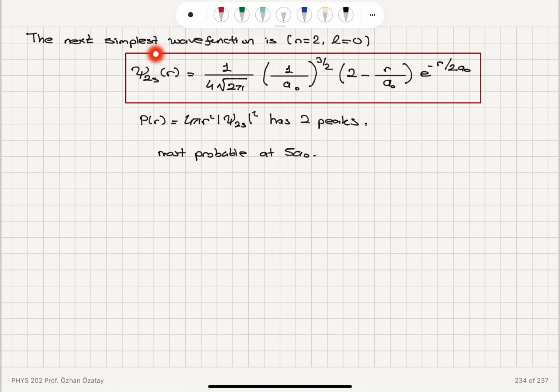And a similar solution for n equals 2, L equals 0, the 2s orbital, gives us this result. And this one has two peaks instead of one, and the most probable position turns out to be at 5 Bohr radii.